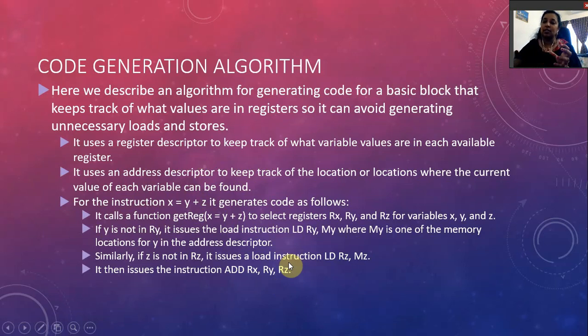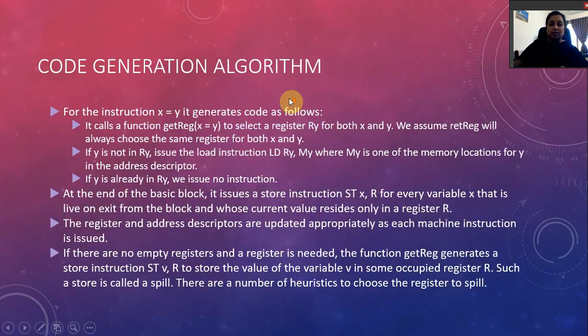Suppose you have y and z which are required to evaluate the value x. If y's content is already there and z's content is already there, then there is no requirement for a load instruction. If that content is not there in the register, then a load instruction is required. At that particular point of time, we try to identify a register and then load the content of x, y and z onto that particular register.